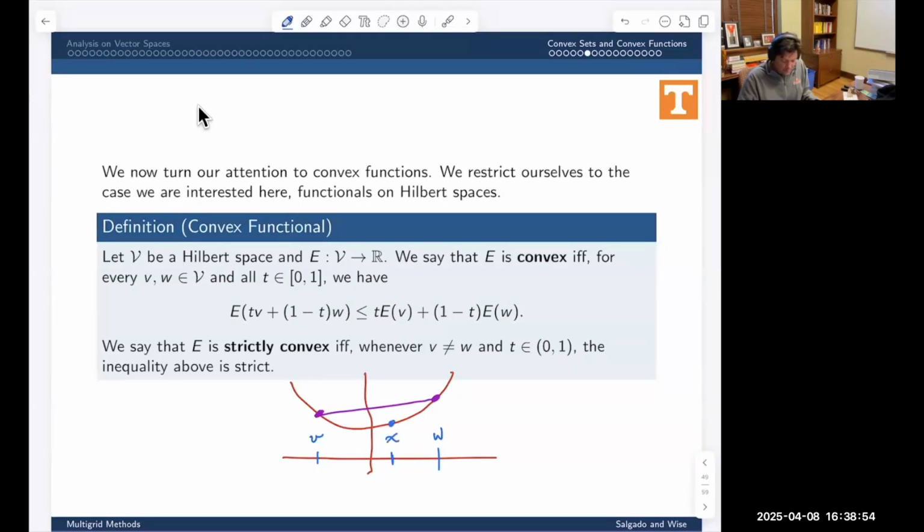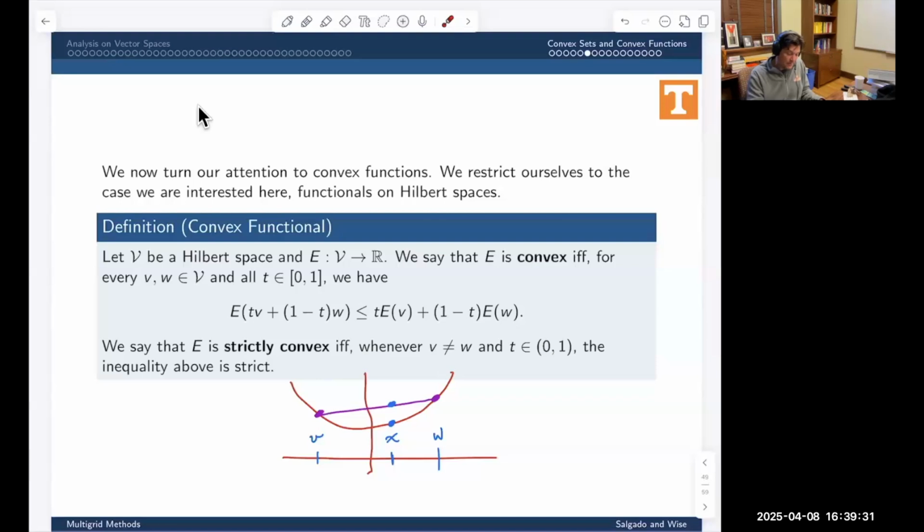Well, I can look at the value of the functional at x, and I can also look at the value of the secant line at x. And for a convex functional, we need the value on the secant line to always be above the value on the graph. Such functions that have this property are called convex. If this holds with a strict inequality, then we say it's strictly convex. And the function that I've drawn here is basically strictly convex.